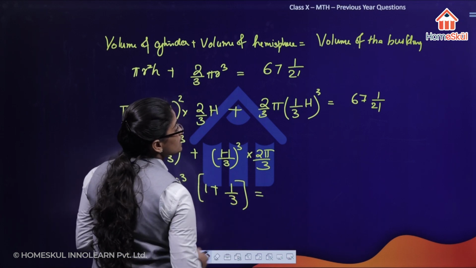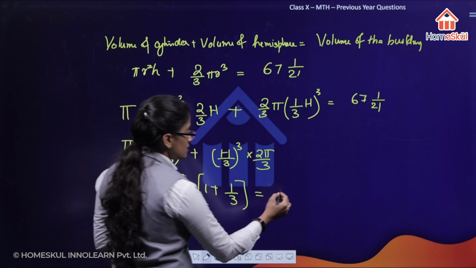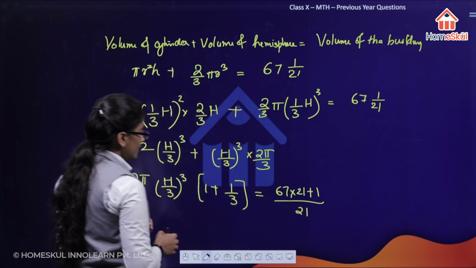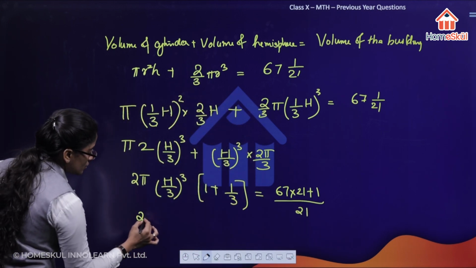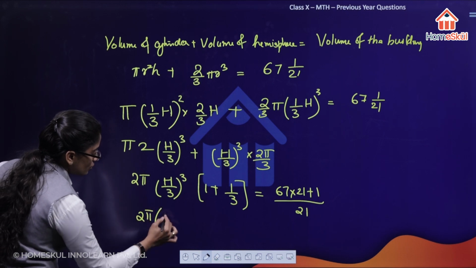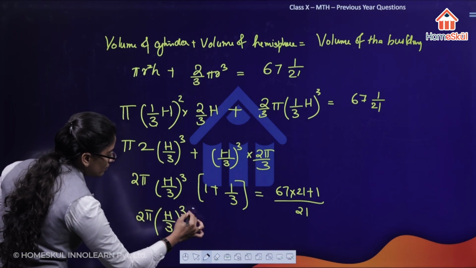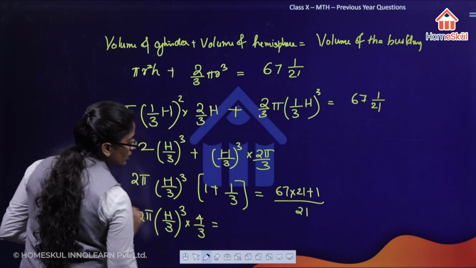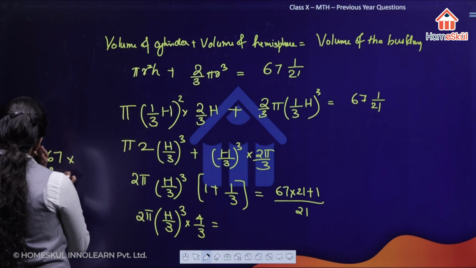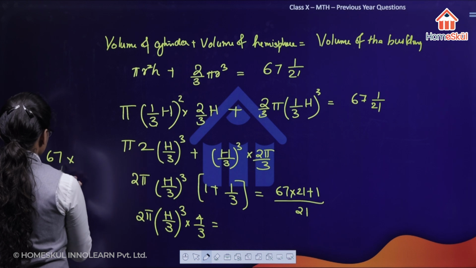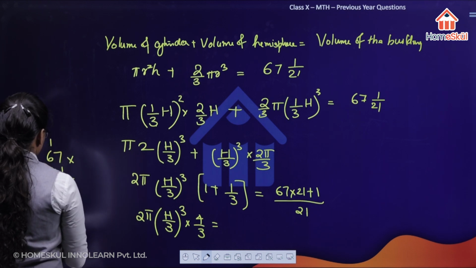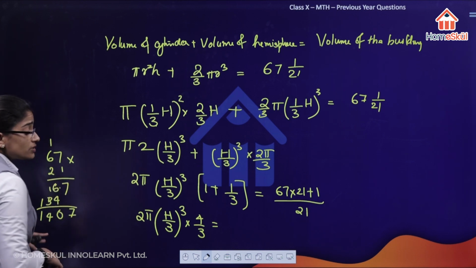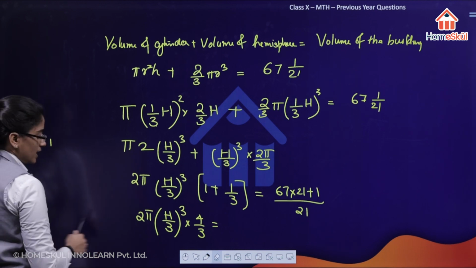Which will be equal to 67 1 upon 21, meaning it is (67 times 21 plus 1) divided by 21, isn't it? That is equal to 2 pi into h upon 3 the whole cube. Here 3 plus 1, 4 by 3. So, times 4 by 3 is equal to 67 times 21. 7 sixes are 42, ... 1407 plus 1, that is 1408.